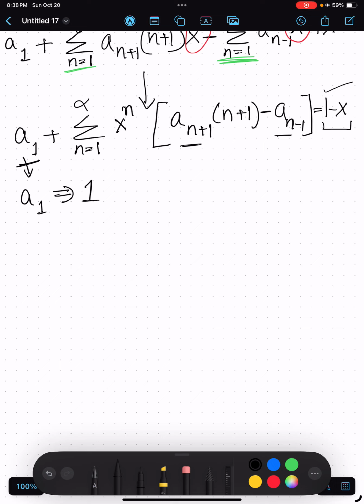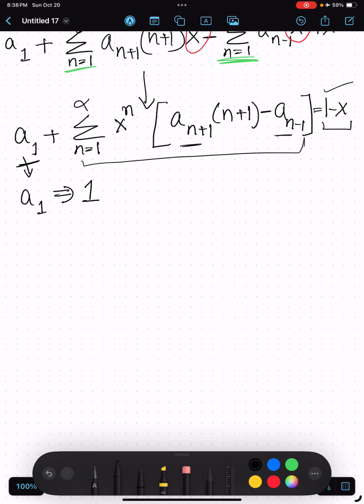So we have found our first a sub 1. All right. Next, let's look at my second term. In our second term, it says that my entire series starts from n is equal to 1. So let's go ahead and plug in n equal to 1 in this expression and see what we end up with.